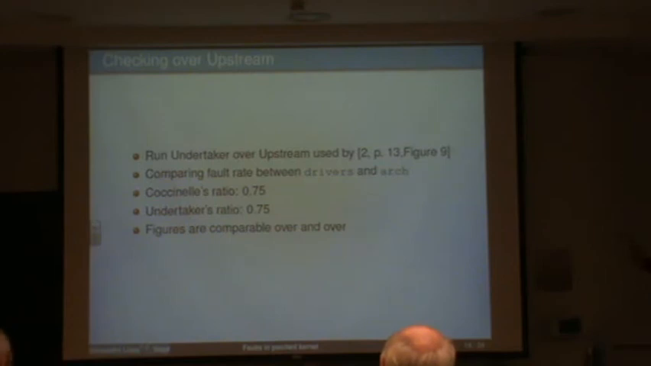I took a point of comparison on the driver subdirectory and arch subdirectory, since they are the more meaningful and the ones where the faults are concentrated. I computed a kind of ratio between the number of faults of each one. For the Coccinelle analysis, it gives a figure of 0.75. And doing the same computation with the Undertaker results, we got the same ratio.